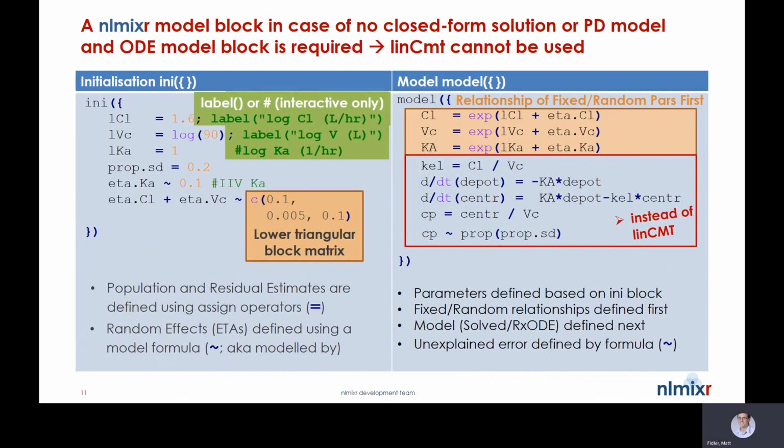You can also specify ODE solutions. This is more important in cases where there's no closed form solution or it's not readily available, or a PD model where an ODE is required. So in this case, we specify the clearance, volume, and Ka relationships between the fixed and random effects first, and we then specify the ODE model.